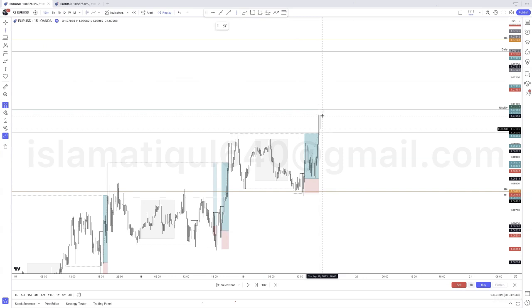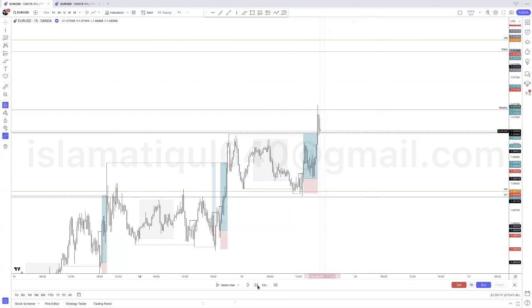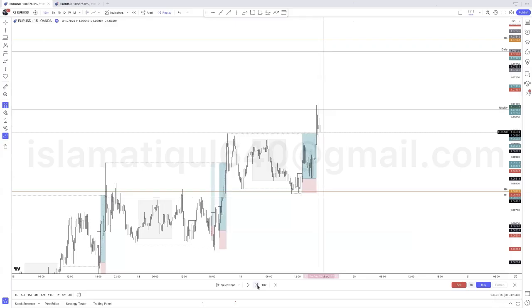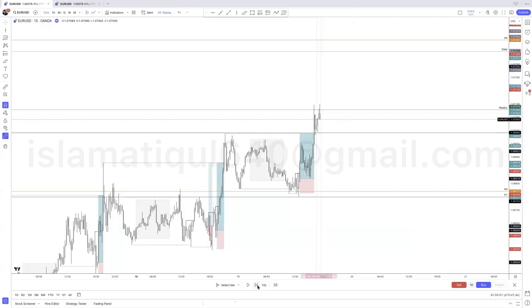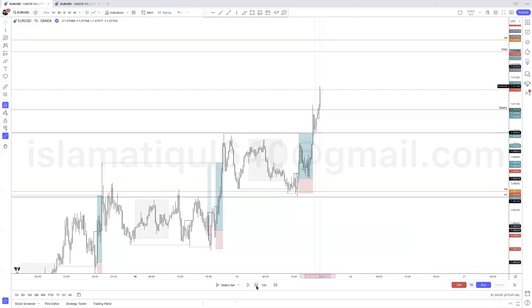So I'll wait for the New York kill zone or New York session. Let's wait and see. Nothing yet. We're inside of the resistance. Okay. Now that high is getting swept, but no signs of reversal. I think they're trying to move up here.